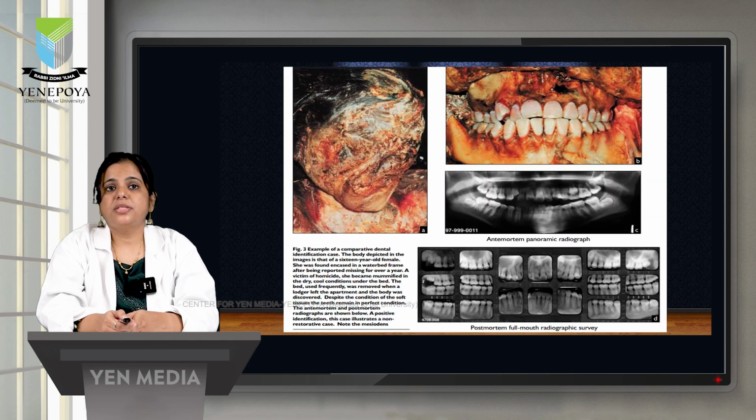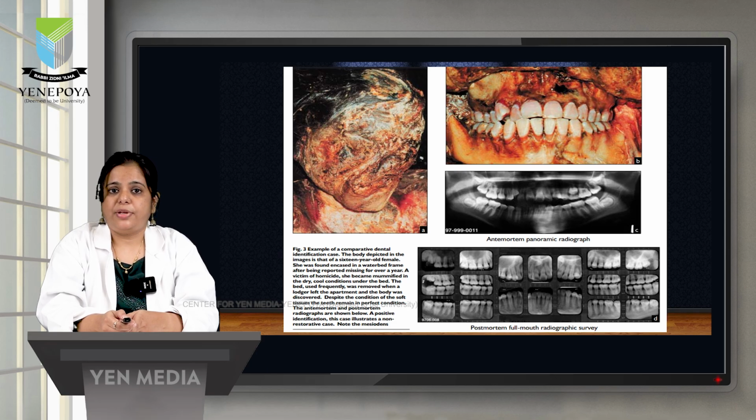Now this is a case of a 16-year-old female who was reported missing for over a year, and her body was encased in a waterbed frame. So she was a victim of homicide. She became mummified in the dry, cool conditions under the bed.